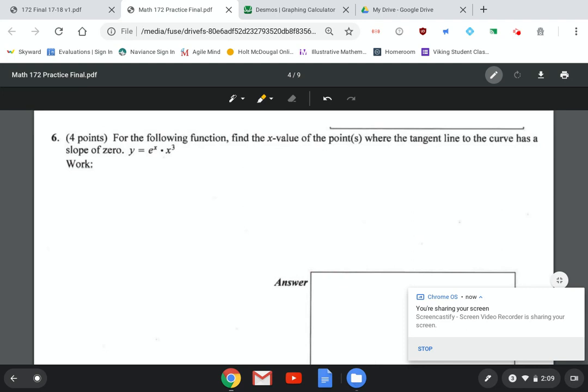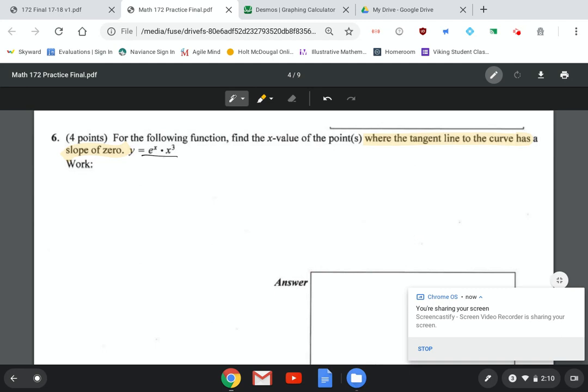So there's a couple of things that we're looking at here. We want to know where the tangent line has a slope of 0. So in order to figure that out, we need to first take the derivative of this equation. You can then use that derivative and set it equal to 0 because the slope is 0. That's going to give all the points where the slope equals 0 because the derivative is the slope.